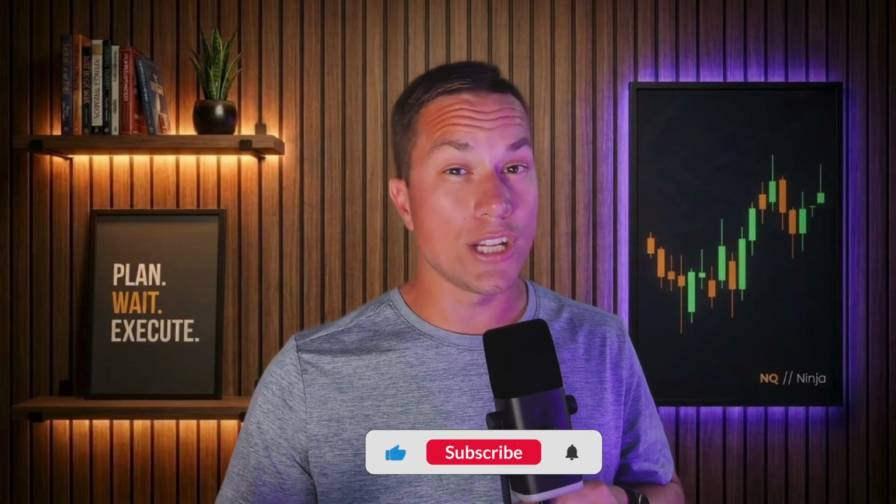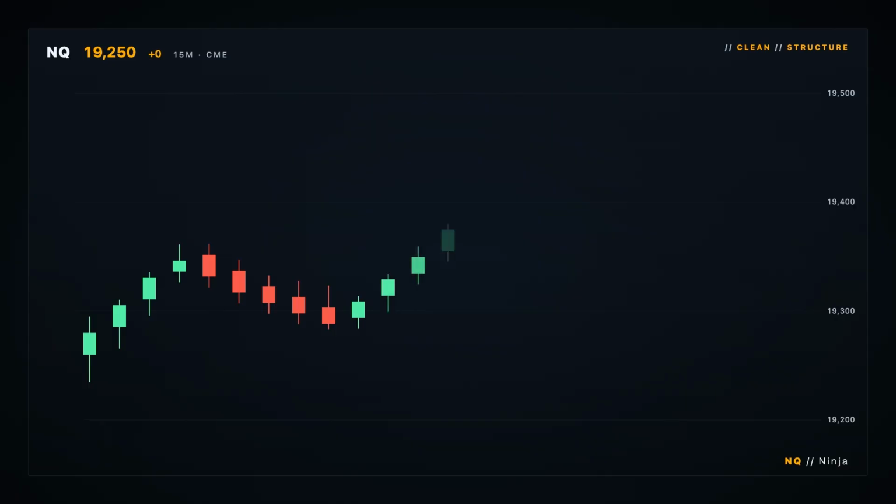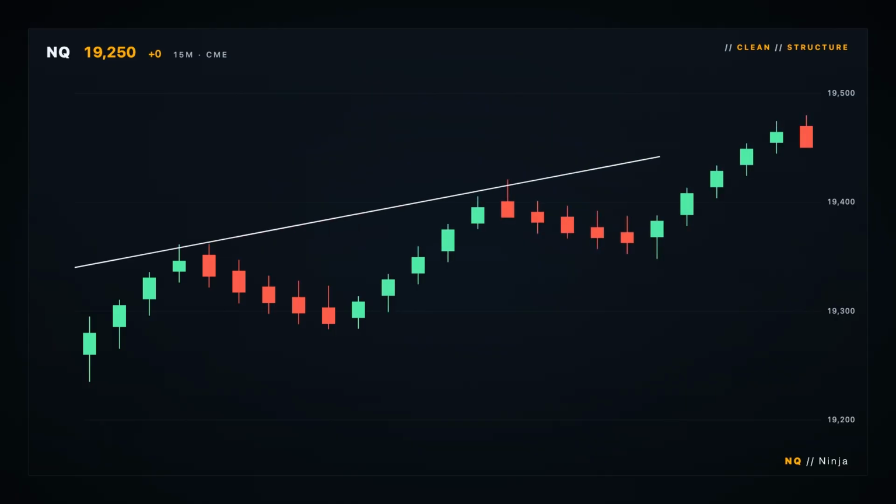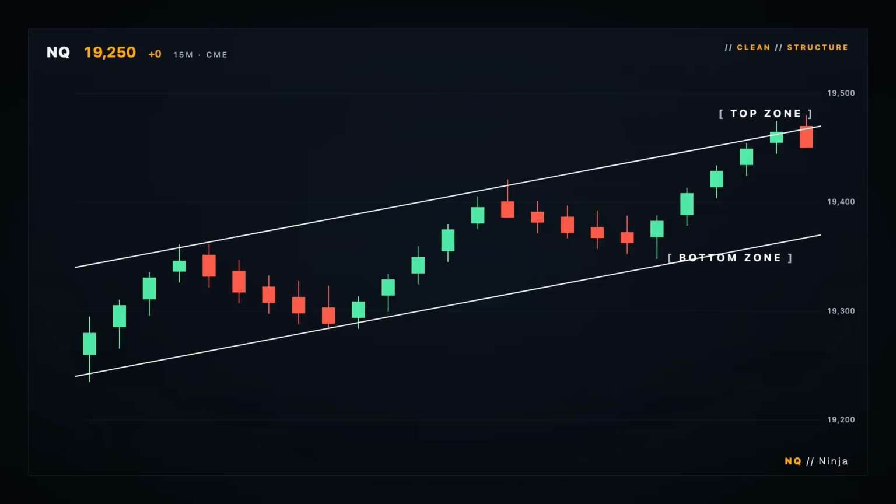Most people define a channel as 2 touches on the top, 2 touches on the bottom, but this actually isn't the full definition of a channel. When we talk about a channel, there's 3 components that we must understand to be consistent and profitable on that particular structure. The first thing is the top zone. So we'll get the touches on the top, the bottom zone, which is another area of definition, and then we'll get the middle area, which is what we call the anchor.